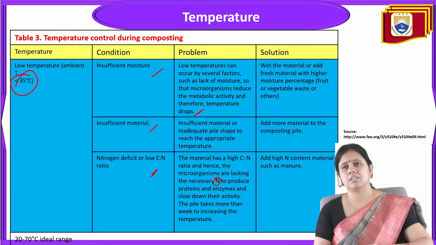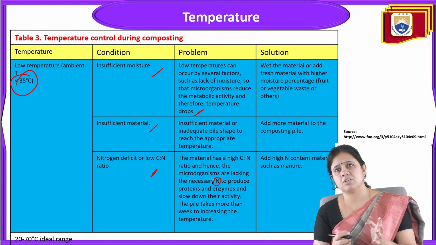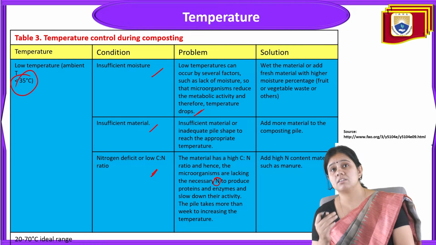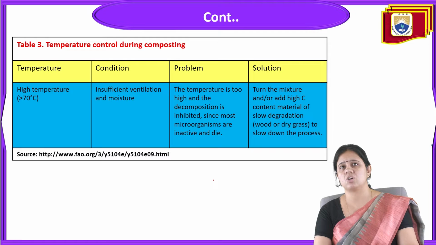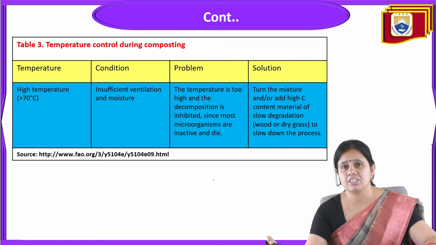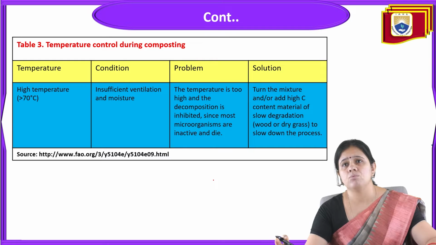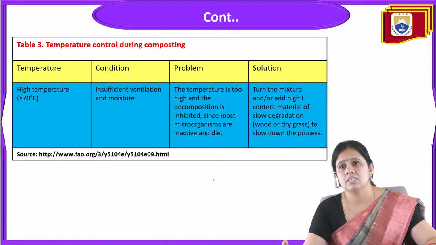So these are the conditions, the problems caused by them, and their solutions. This is related to temperature. The next condition is if the temperature is more than 70 degrees Celsius. In this condition, there is insufficient ventilation and no proper moisture. The temperature is too high and decomposition is inhibited, since most microorganisms are inactive and die.